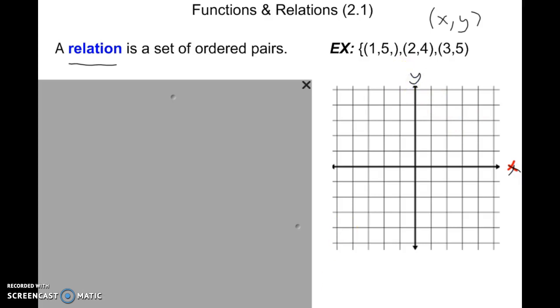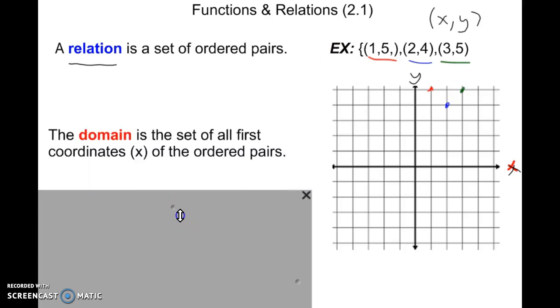this axis. So if we want to do this ordered pair 1 comma 5, the x value is 1, 1, 2, 3, 4, 5. The y value is 5 there. And 2, 4 would be 2, 1, 2, 3, 4, and 3, 5 would be 1, 2, 3, 1, 2, 3, 4, 5. So 3, 5. So those 3 points are a relation. It's a set of ordered pairs.